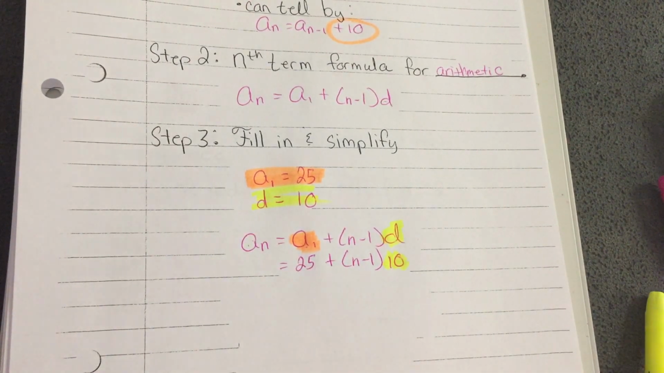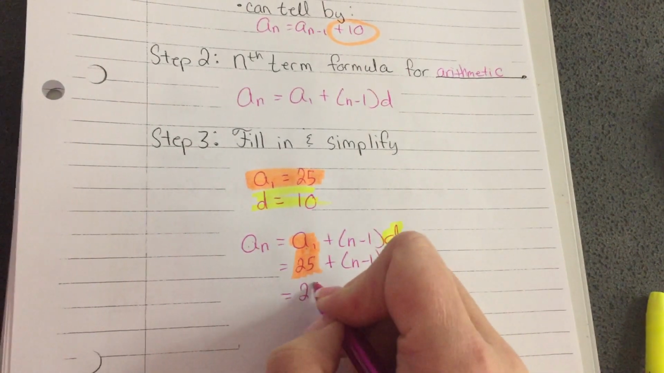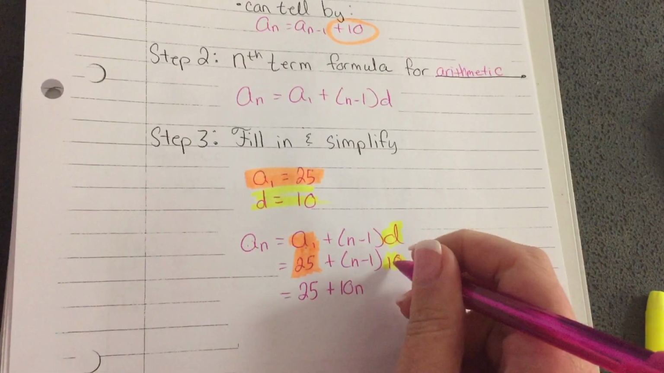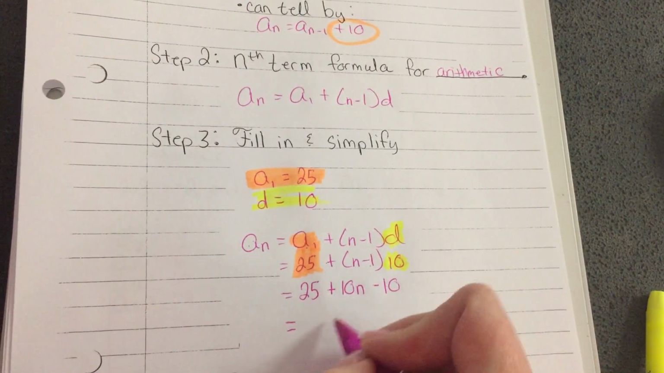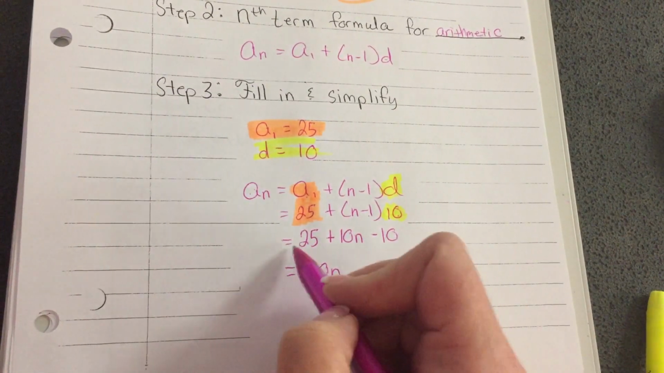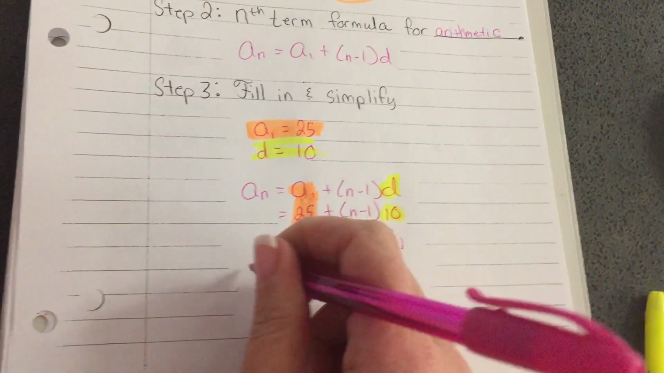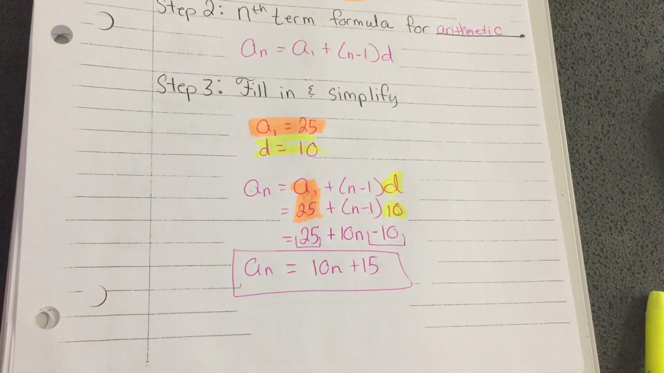Okay. Now, it does not matter if you are multiplying from the right or the left side of the parentheses. You still have to distribute. Okay. So here we go. We have 25 plus, what is 10 times n? 10 times negative 1. Negative 10. So I'm going to go ahead and put my n term up front. Okay. 10n. And then I have 25 minus 10 gives me what? 15. Your explicit formula is an equals 10n plus 15.